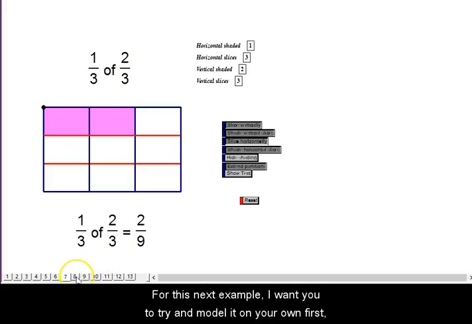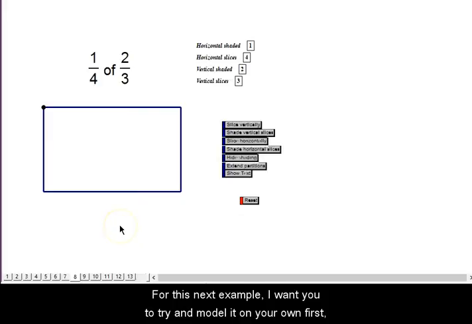For this next example, I want you to try and model it on your own first, then I will talk about it. So go ahead and pause now.